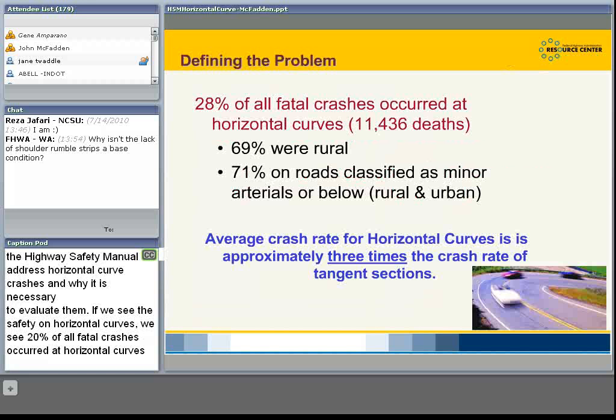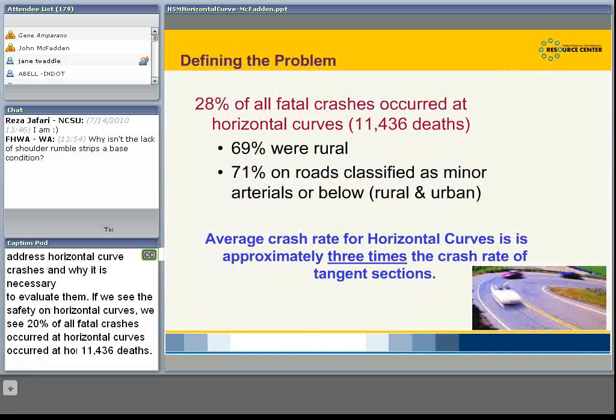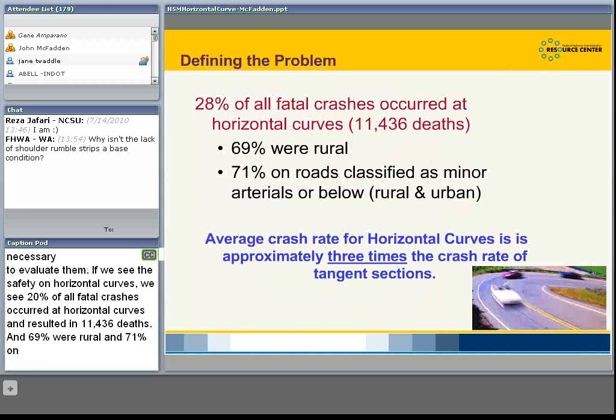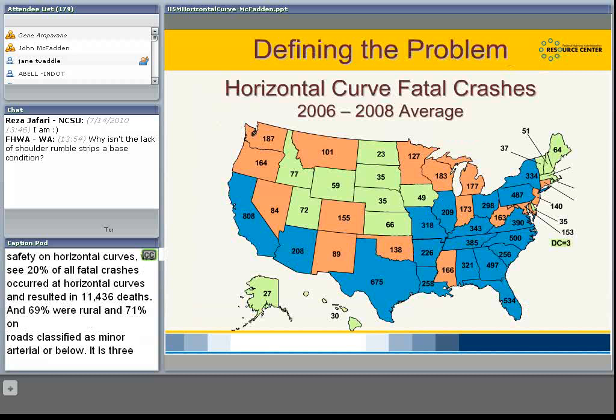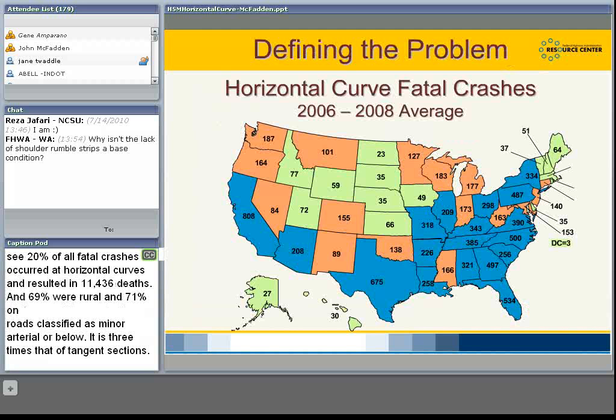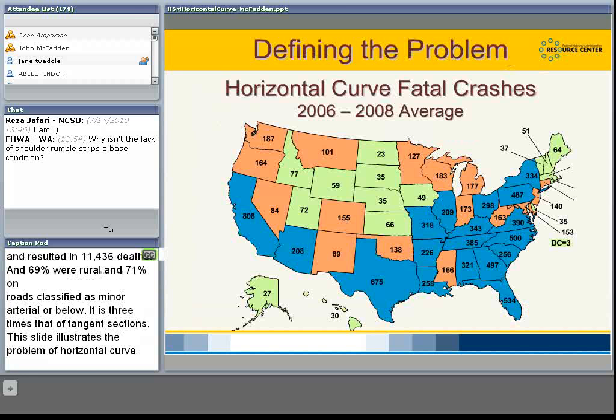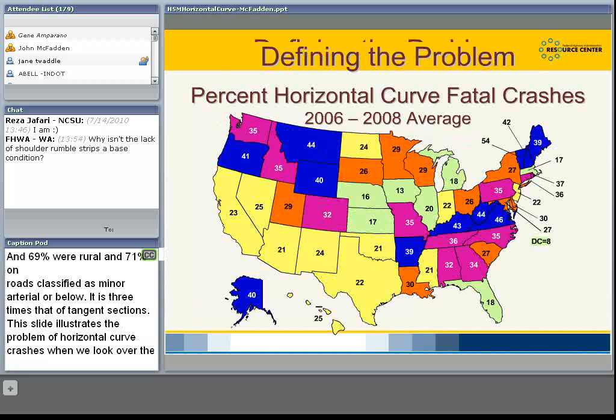Well, if we look at the safety performance on horizontal curves, we find that 28% of all fatal crashes occurred at horizontal curves. And this resulted in 11,436 deaths. 69% of these were rural, 71% on roads classified as minor arterials or below. So when we look at the data, the average crash rate for horizontal curves is approximately 3 times that of tangent sections.